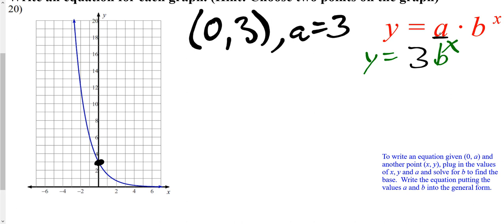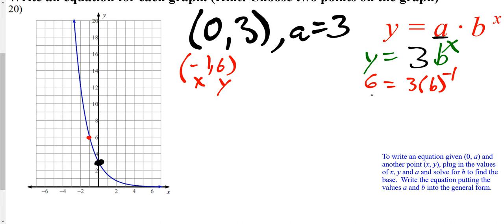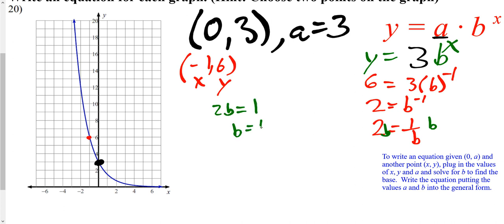Now I want to choose another nice point. It'd be nice to choose a point that actually goes through a convenient point. I'm going to choose this one here because it looks like it goes through exactly -1 and up 6. Remember, this is x and y, so I can take my 3, don't know my b, plug in my x, which is -1, plug in my y, which is 6, and then I can go ahead and solve this, divide both sides by 3. I get 2 is equal to b to the -1. Remember that that means 1 over b. Multiply both sides by b to get the b out of the bottom. You get 2b is equal to 1, and you get b is equal to 1/2.